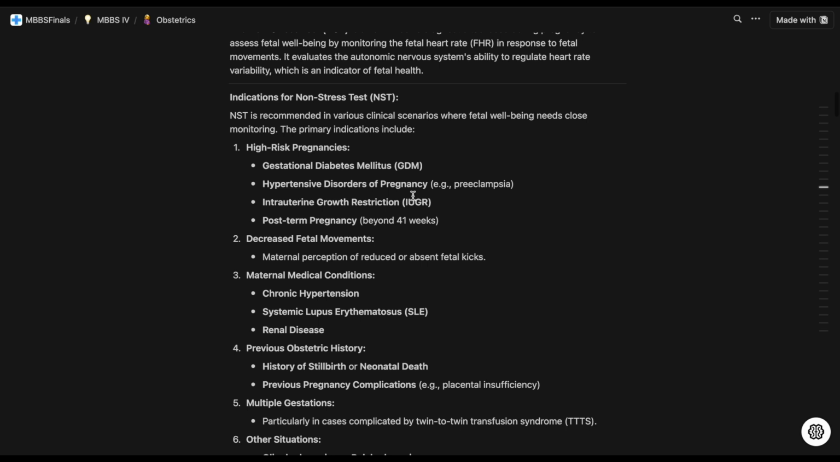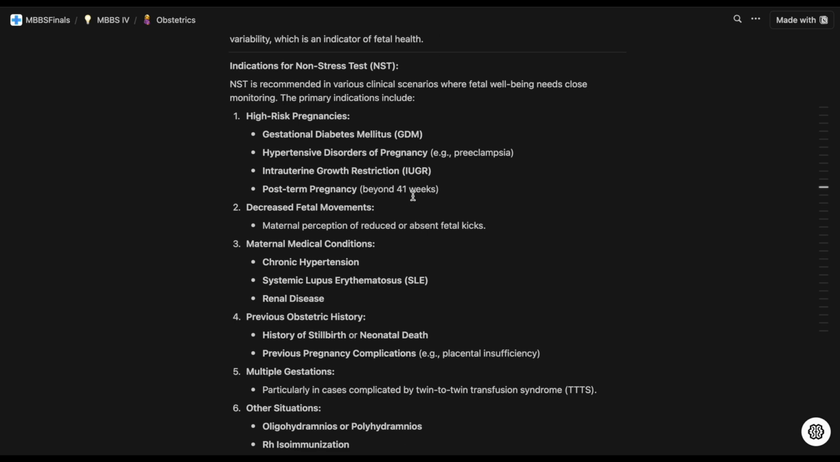Now, let's break this down step by step. When do we perform an NST? We typically use the NST in high-risk pregnancies or situations where fetal well-being needs close monitoring. Here are the main reasons a doctor might order an NST. 1. High-risk pregnancies. If the mother has gestational diabetes, preeclampsia, or other hypertensive disorders. If there's intrauterine growth restriction, IUGR, or if the pregnancy has gone beyond 41 weeks.